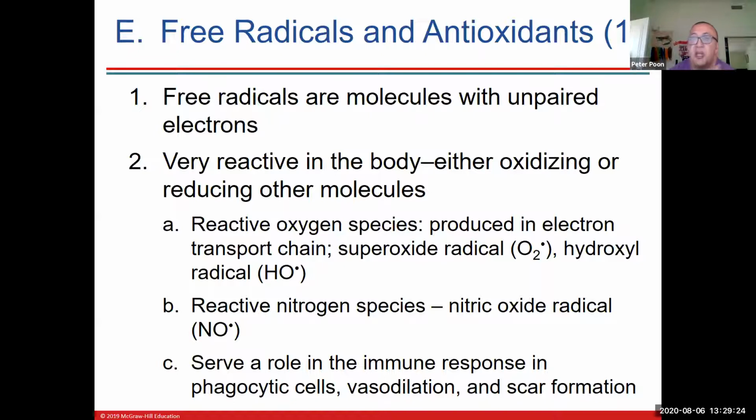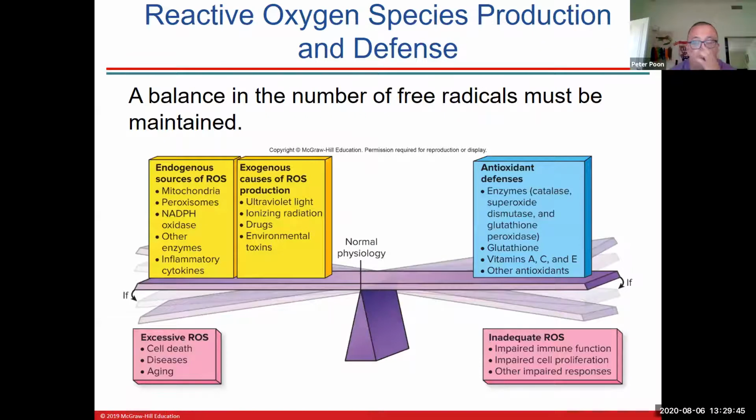And so we have to remove reactive oxygen species, and the things that do that are called antioxidants. So antioxidants remove reactive oxygen species. So we have antioxidants: catalase, superoxide dismutase, glutathione peroxidase, glutathione, vitamins A, C, and E. And if there's too much reactive oxygen species, we have cell death, diseases, aging.